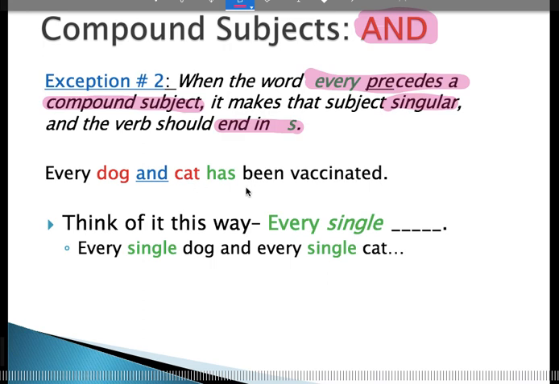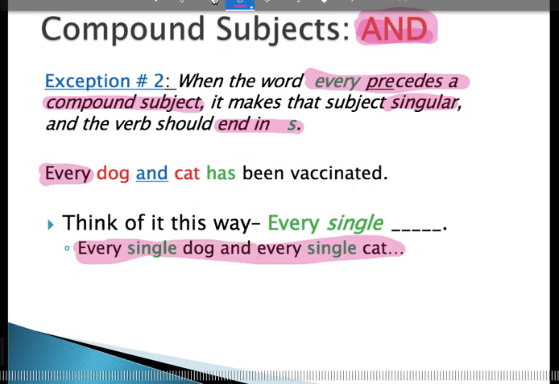Every dog and cat has been vaccinated. Okay, we have dog and cat. We have the conjunction and, so it sounds like it should be plural. However, we have the word every. So it's similar to when we were talking about the ones and the bodies. Every single dog and every single cat. We're not talking about dogs and cats. We're talking about every single dog and every single cat. So therefore, since we're talking about them singularly, we need a singular verb.